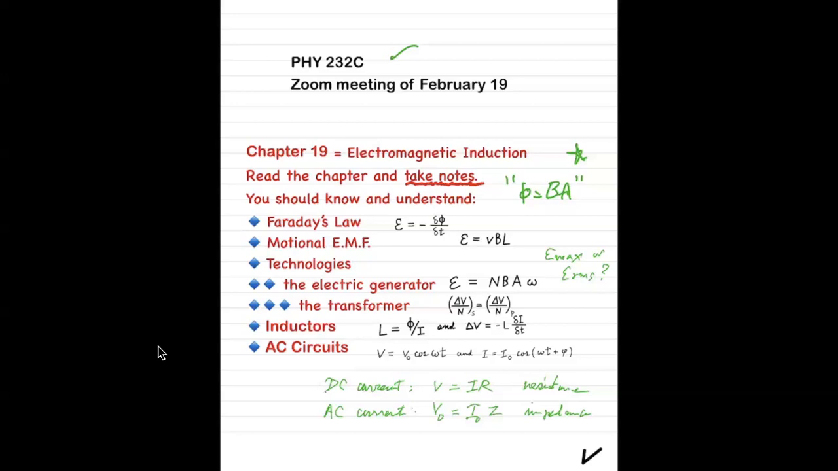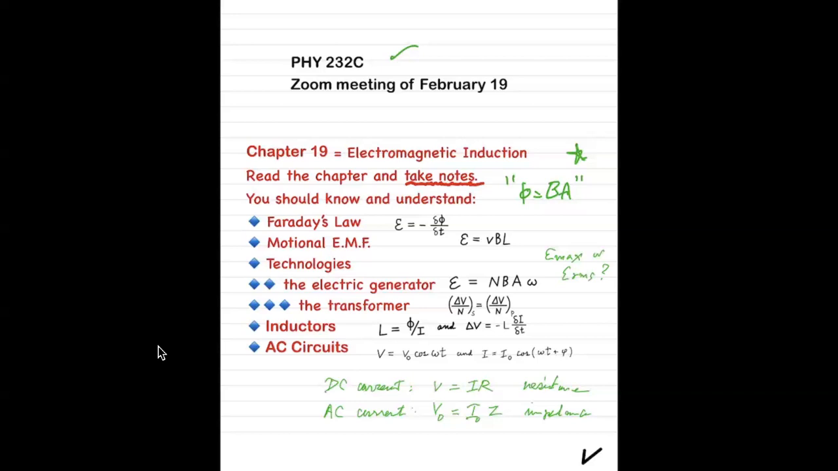Many technologies depend on electromagnetic induction. And so there's a section on technologies. In particular, the electric generator, a rotating conducting coil in a magnetic field, produces an alternating electromotive force. And if that's then connected to a circuit, there'll be an alternating current in the circuit.